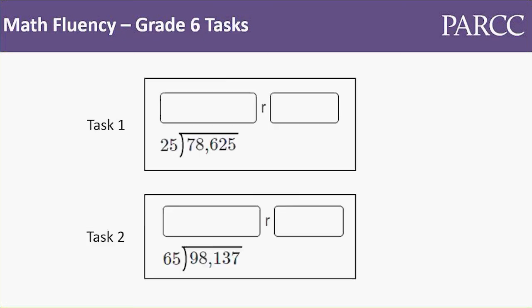And then finally, we have a look at a couple of different division items, right? And here students are being asked to do division of multi-digit whole numbers. Here we have a 5-digit number divided by a 2-digit number. And in fact, this first task has no remainder, but task 2 does have a remainder, which is fairly straightforward for students to go ahead and enter.